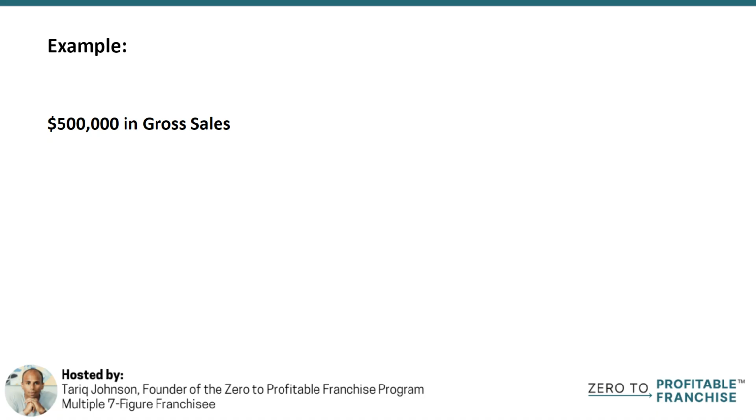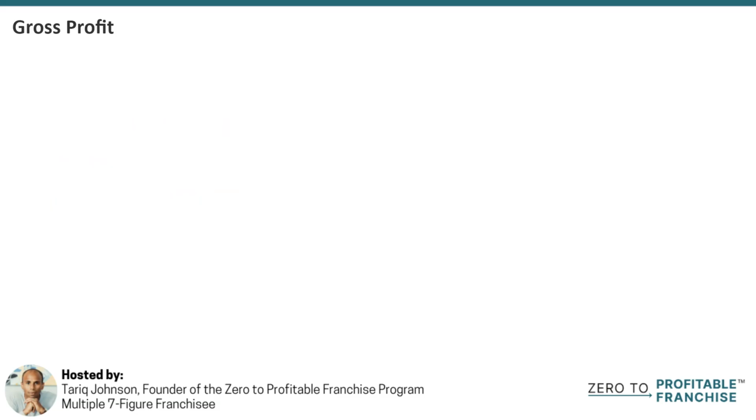So let's say you do $500,000 in gross sales, but let's say you had $25,000 worth of discounts because you sent out some mailers or some coupons. And so the actual amount that you've received is your net sales. That's the $475,000 in net sales.